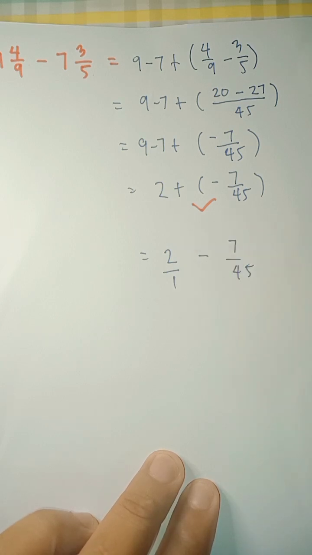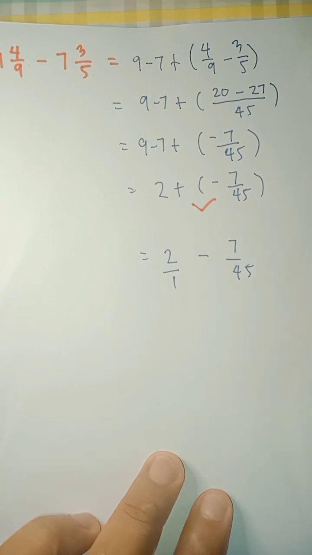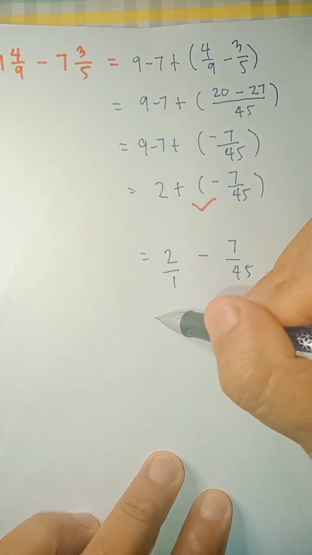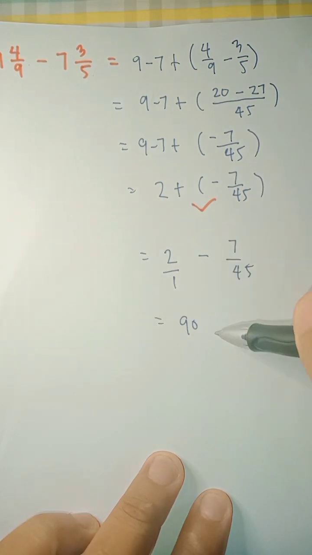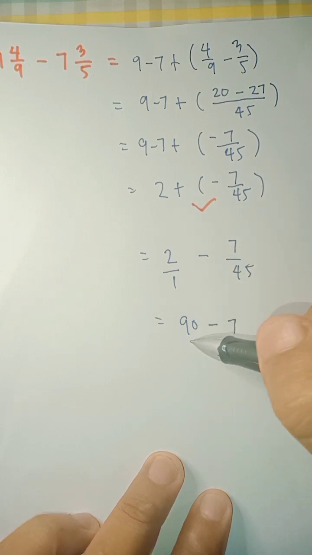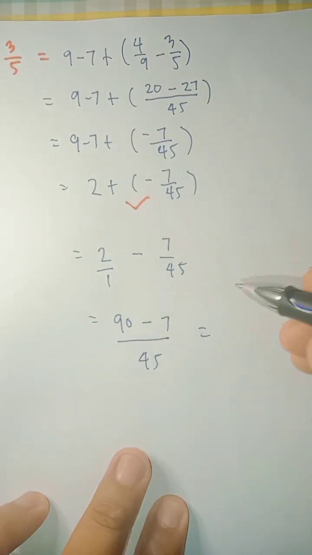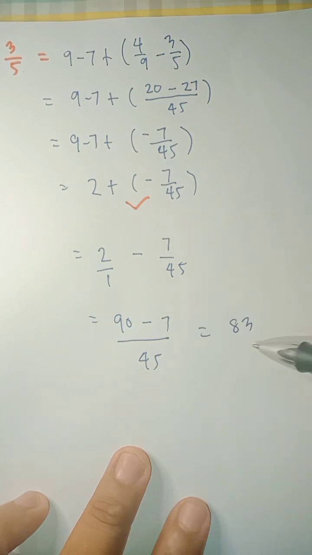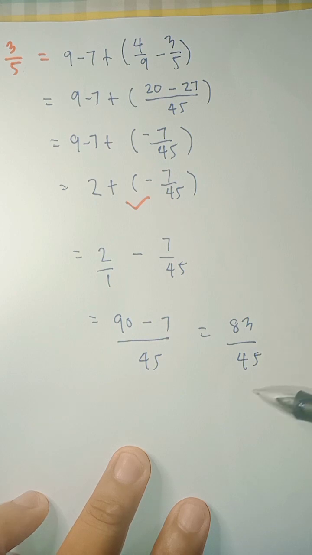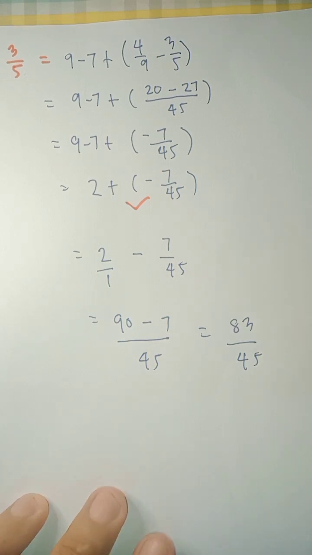Then these fractions here are dissimilar fractions, so we have to use the crisscross method. So 2 times 45 is 90. Then minus 7 times 1 is 7. Now 1 times 45 is just 45. Now 90 minus 7 is 83. Then copy 45. Okay, let's convert this improper fraction into a mixed fraction.